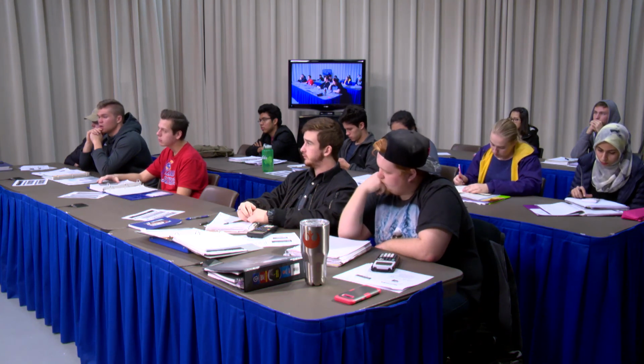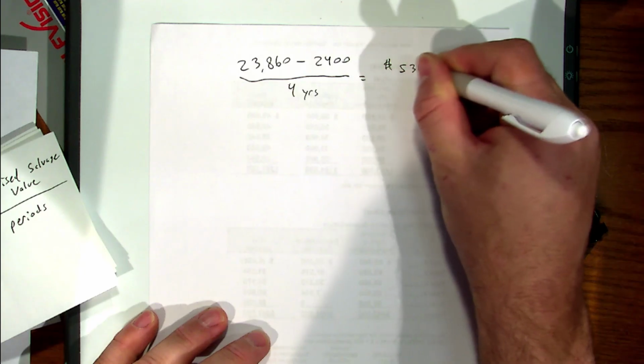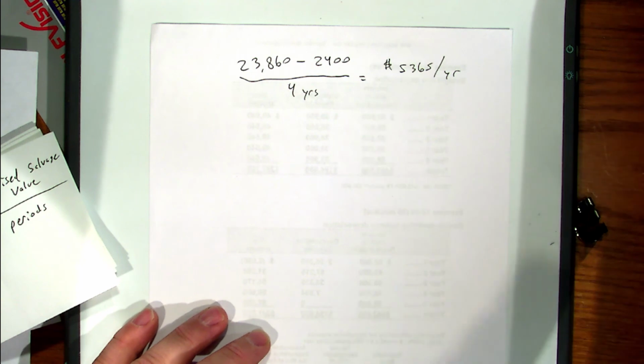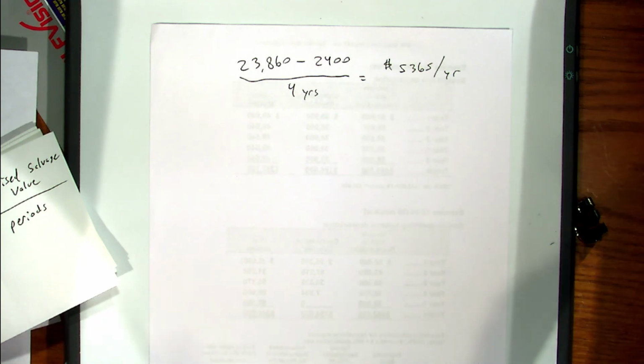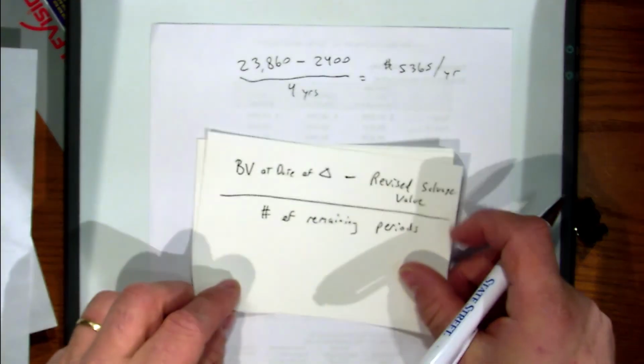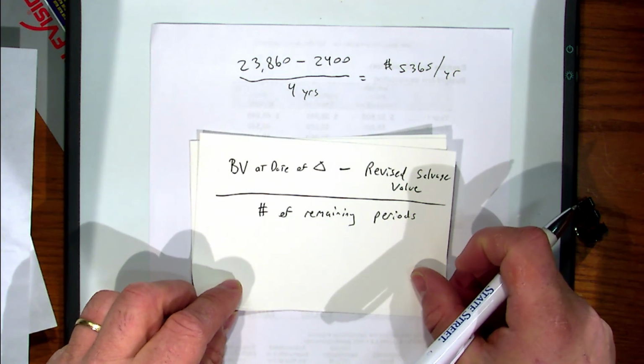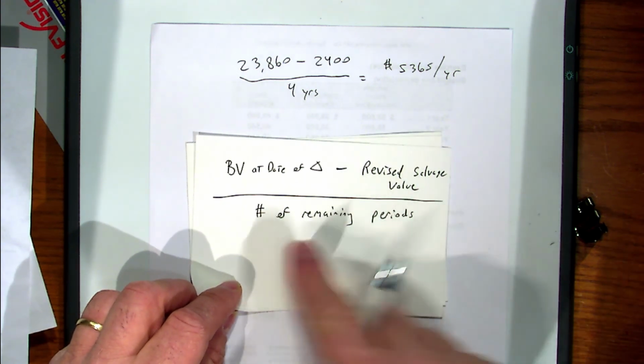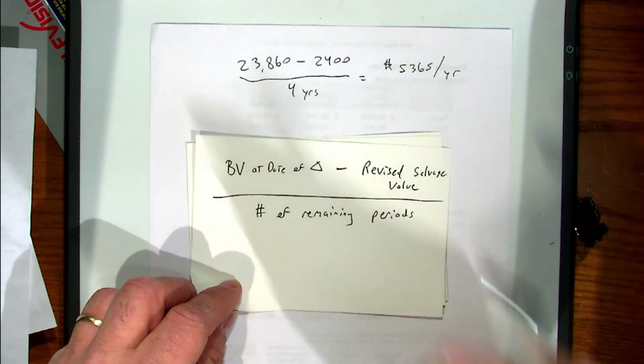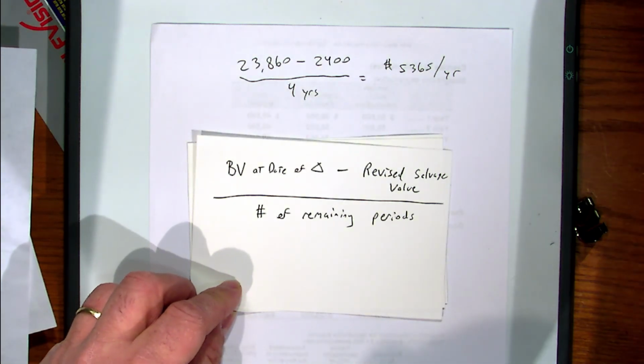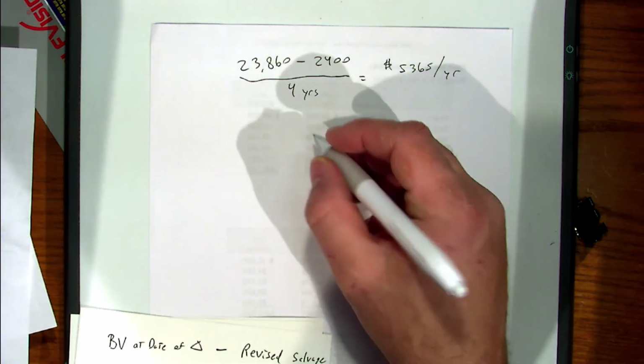What'd you guys get? 5,365? Yep. 5,365 per year, correct? So, if we go to the formula that we need, book value at date of change minus revised salvage value over the number of remaining periods, we need the book value at date of change, don't we? Okay, so let's figure out the book value at date of change.